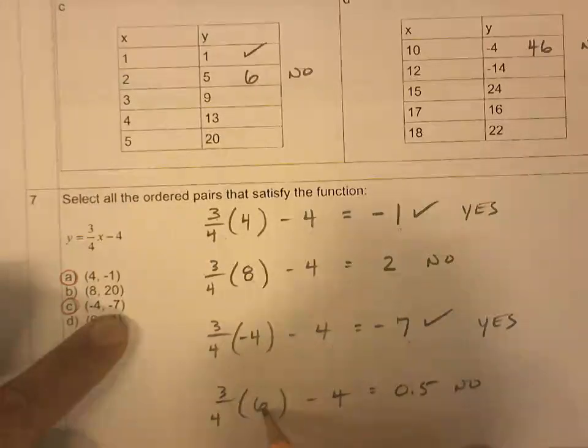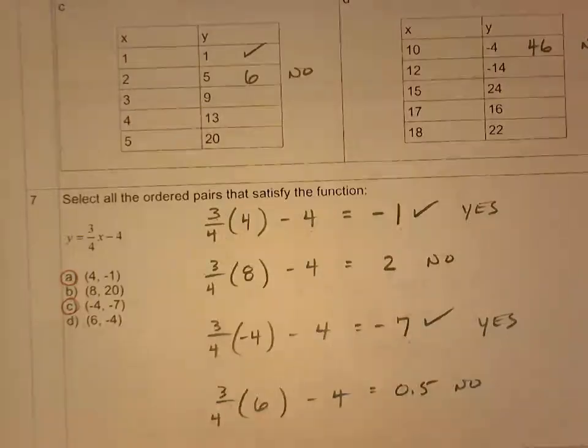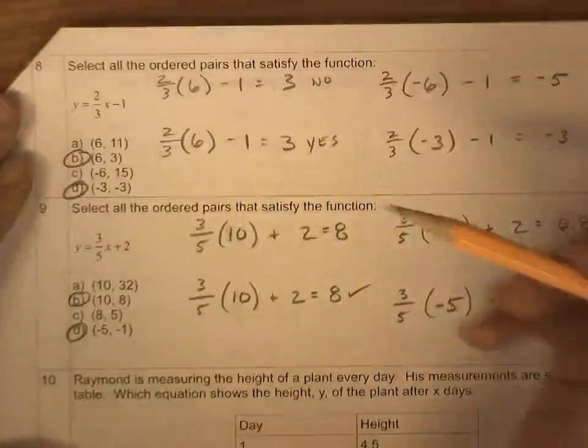3 times 6 is 18. Divided by 4 is some decimal. Minus 4. That one's not going to work because it's going to go decimal on me. And that's not a decimal. So you get the same idea here, hopefully.